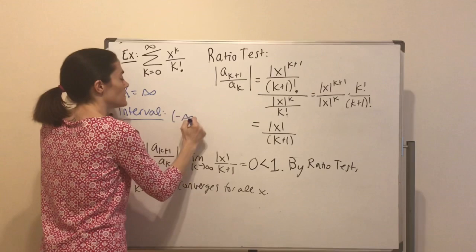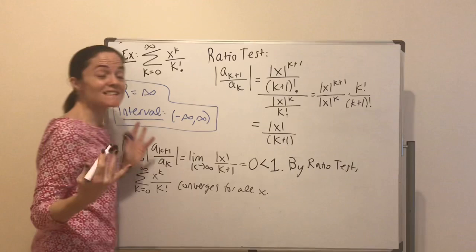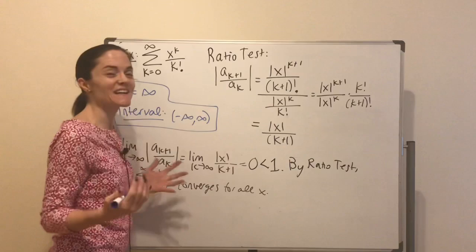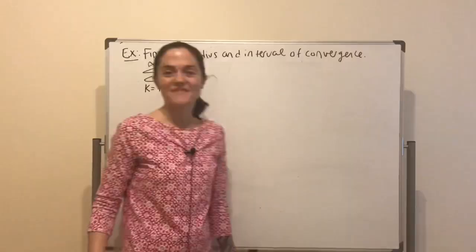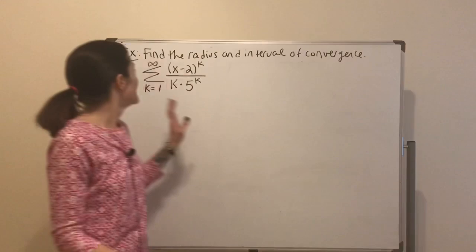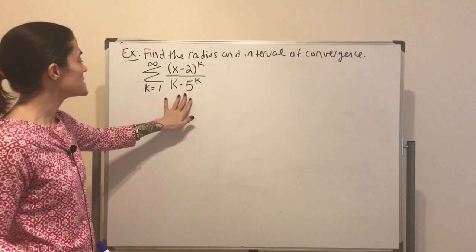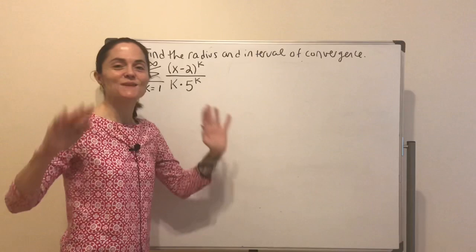So this is for this function. Although this, as I mentioned, was e to the x, so this was kind of just a warm-up. In what technique are we going to use with power series? The ratio test. Here's our second example. Find the radius and interval of convergence. They're all going to read like this. And we have this power series. You see it is coefficients times x minus the center to the k. My center is 2 here, right?